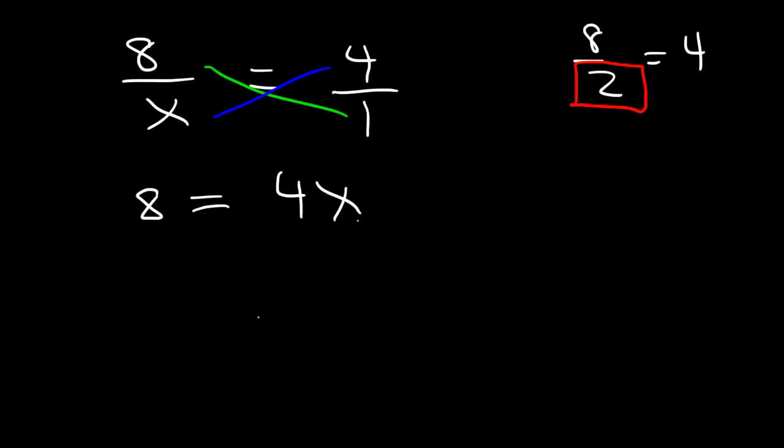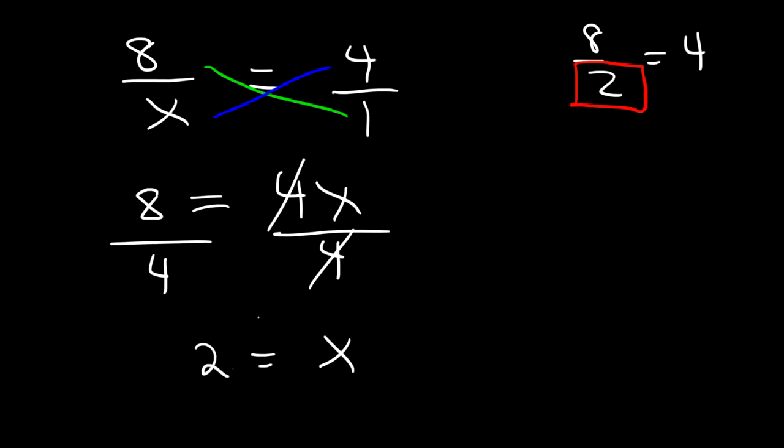Now, in order to solve it, we need to get rid of the 4 on the right side. We need to get x by itself. So we need to divide both sides by 4. 4 divided by 4 is 1. So we have x on the right side. On the left, we have 8 divided by 4, which is 2. And so x is indeed equal to 2.